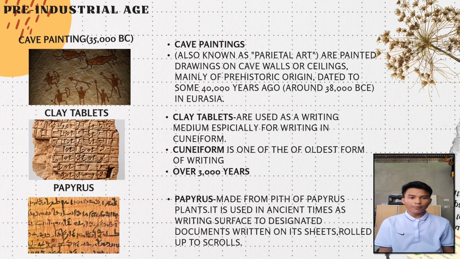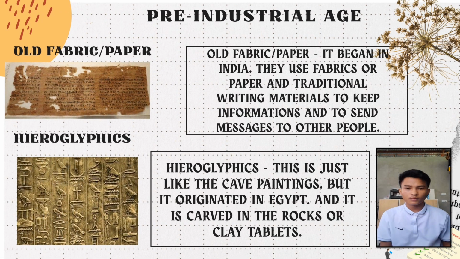Next is the papyrus. Papyrus is made from the pith of papyrus plants. It was used in ancient times as a writing surface for documents, written on sheets or rolled up into a scroll. Next is the old fabric paper. Old fabric paper began in India. They used fabric or paper as traditional writing materials to keep information and messages for other people. Next is the hieroglyphics. Hieroglyphics are just like a cave painting, but originated in Egypt and were carved in rocks or clay tablets.